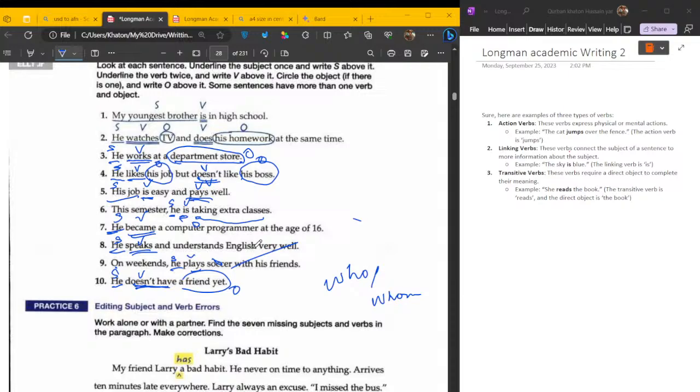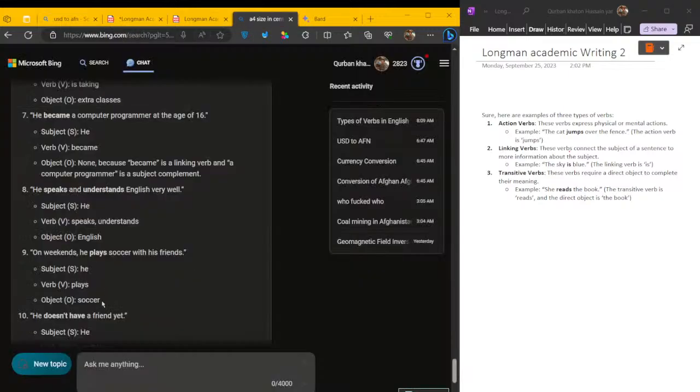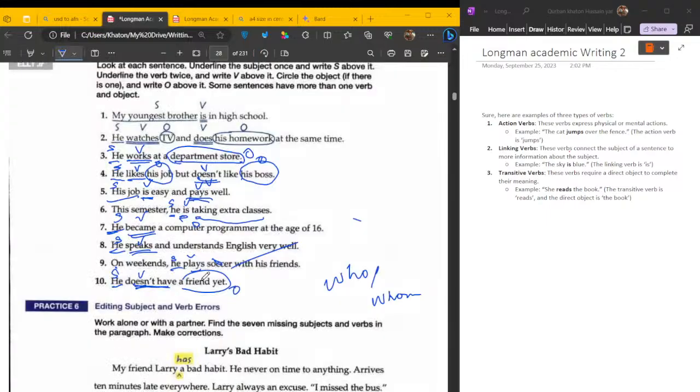He speaks and understands English very well. Okay, so he is the subject, speaks is the verb, understands English very well. There's no object, I have not written any object there. And understands is also a verb. There are two verbs. He speaks and understands are the verbs, and the object is English. English is the object there. We are wrong so many times again.